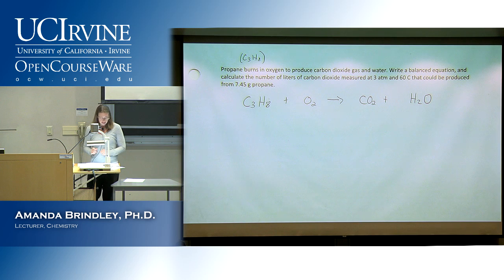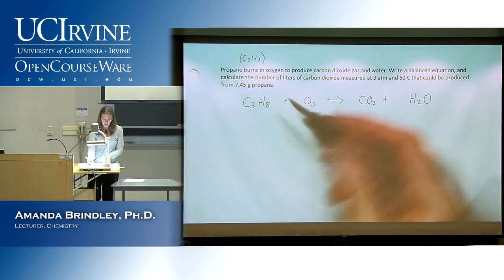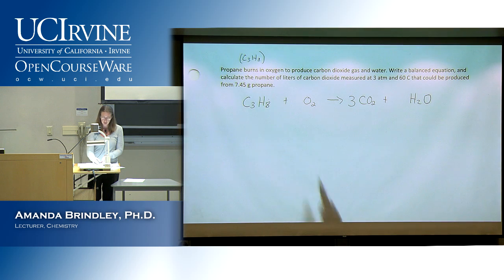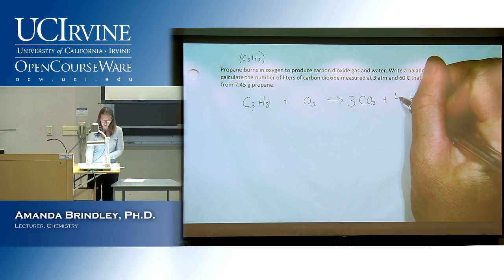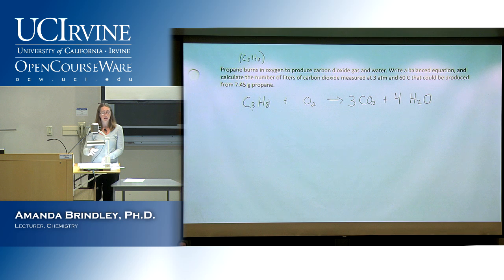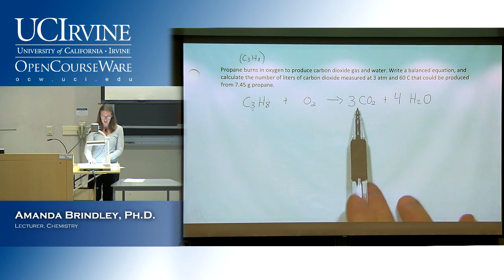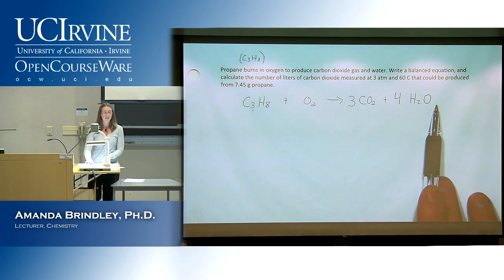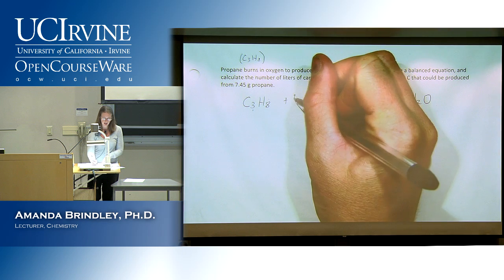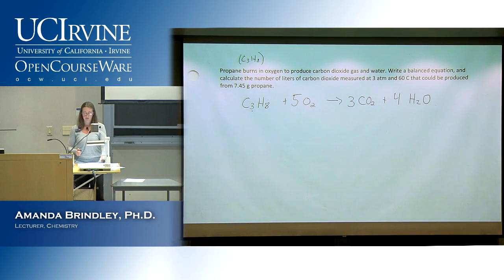Okay, so now we have to balance this thing. We look at our carbons and say, okay, we're going to need 3. We look at our hydrogens and say, okay, we're going to need 4. So now our carbons and our hydrogens are good. Let's look at our oxygens. So we have 6, and 4 is 10. And so we need 5.